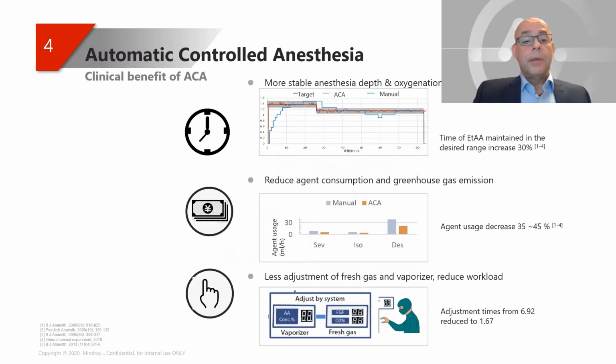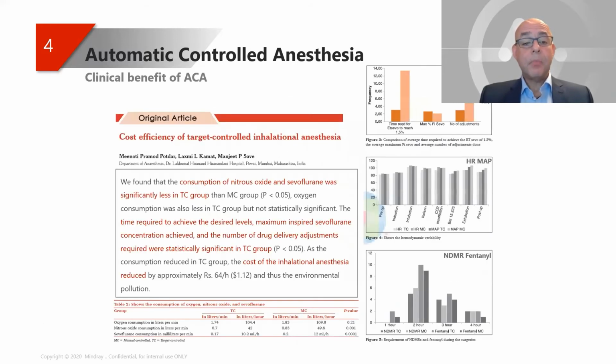So the clinical benefit of the ACA is that we have a more stable anesthesia depth and oxygenation, and the time of the end-tidal anesthetic agent concentration maintained in the desired range increased by 30%. Also, the agent use is decreased by 35 to 45% in the target control group. And there's less adjustment of fresh gas and vaporizer settings, and that will reduce the workload. And we saw that it reduced from 6.9 times to 1.6 times.